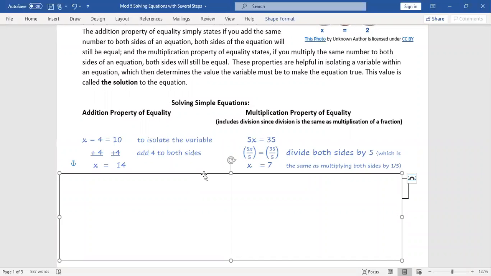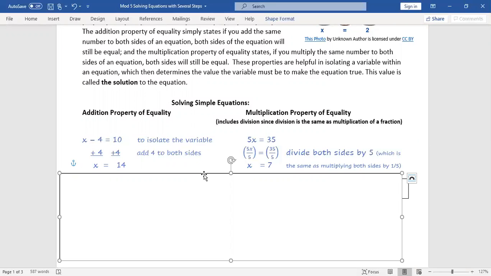On the right is an example of the multiplication property of equality. On this particular equation, I'm going to divide both sides by 5. Now, division is simply the same thing as multiplying by a fraction. So I divide by 5, or in essence, I'm multiplying both sides by 1/5. And when I do that, I get x equals 7, which is the solution to the equation.